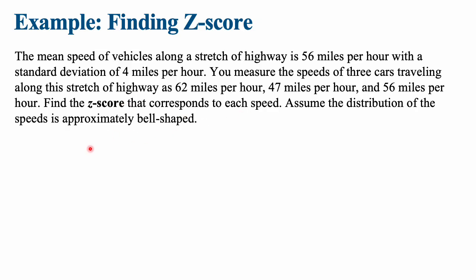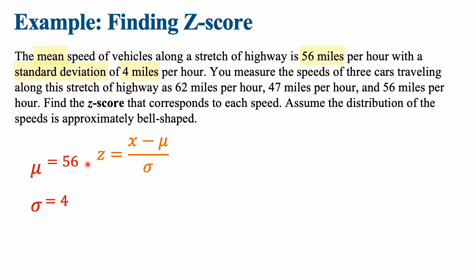So we're going to use this formula: z-score is x minus mu over sigma. So you need to find mu, that's the mean, and the standard deviation from the equation. Where is the mean? Right here. Mean speed is 56, so mu is 56. Standard deviation, they say 4, so sigma is 4.